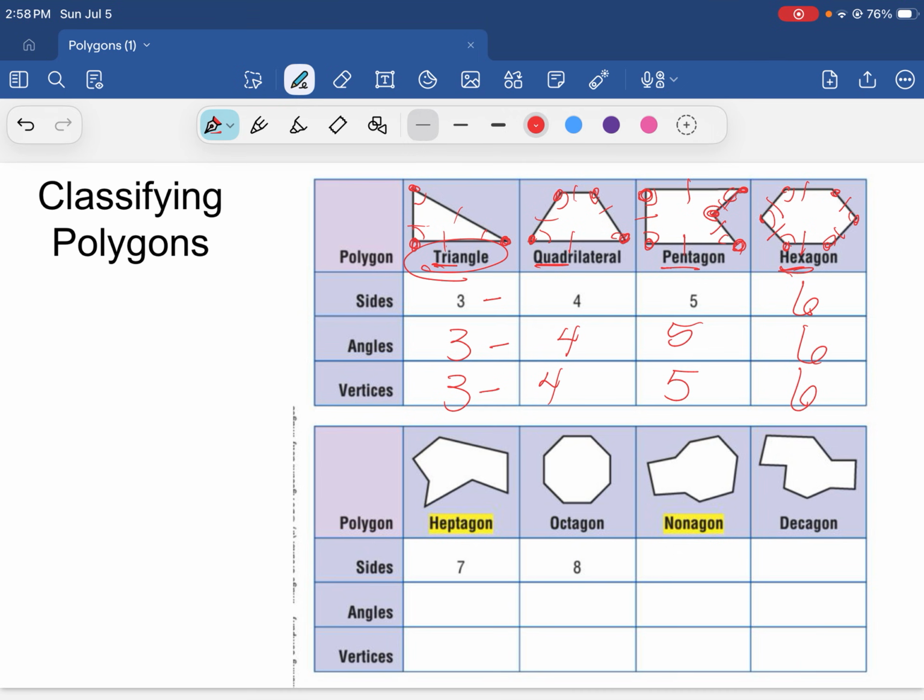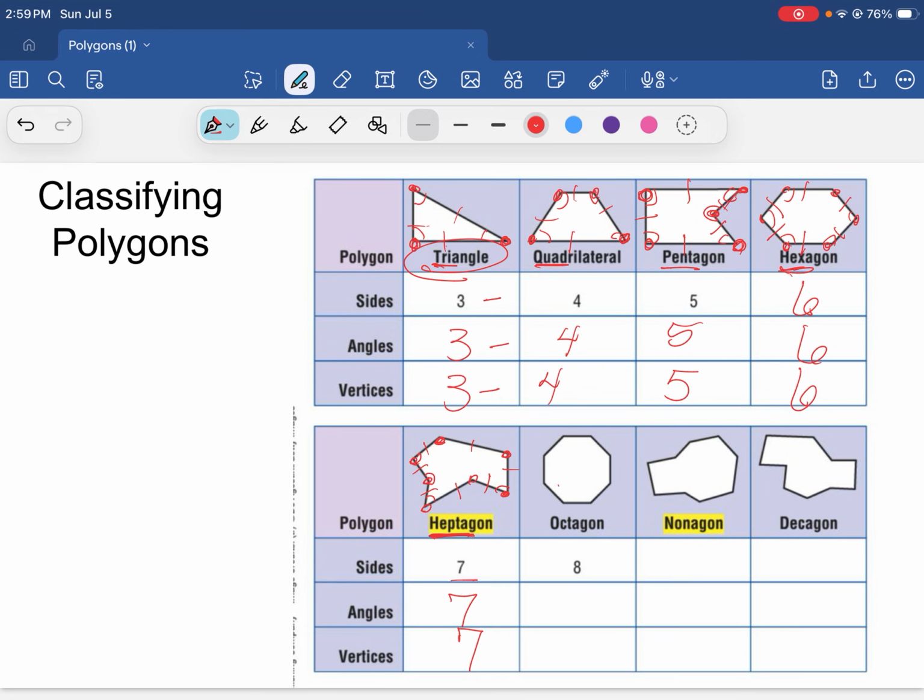The next shape is a heptagon. It has 7 sides. 1, 2, 3, 4, 5, 6, 7. 7 angles. 1, 2, 3, 4, 5, 6, 7. And 7 vertices. Whoops, 1, 2, 3, 4, 5, 6, 7. Hepta means 7.